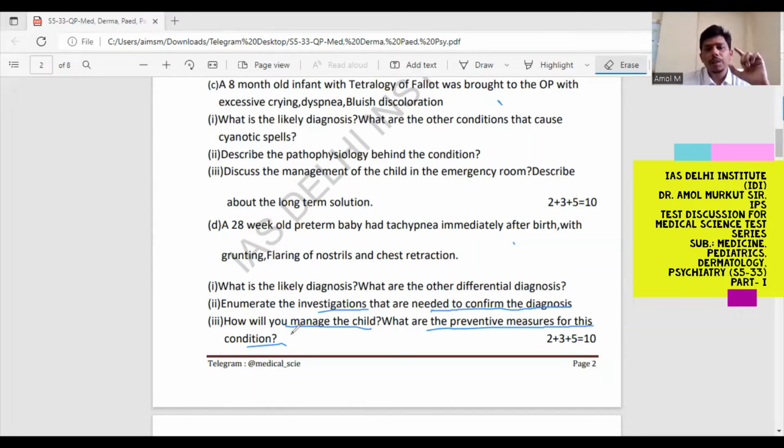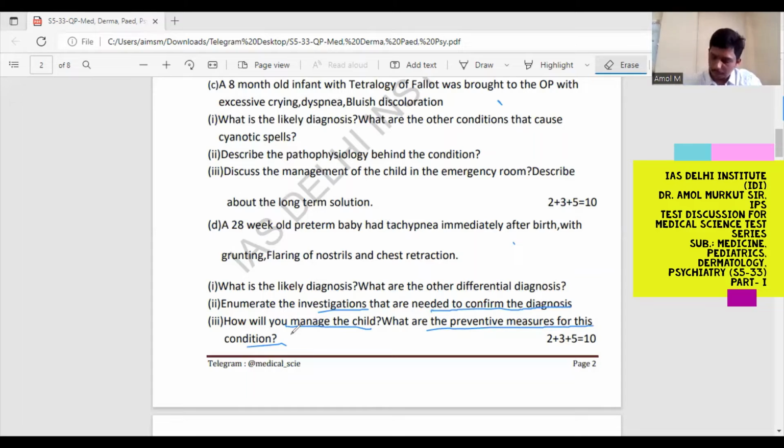In the definitive treatment, what you have to do? You have to do the quick in and quick out intubate approach. Intubate the child, give surfactants through the intubation tube, and just come out. It is the most effective treatment.